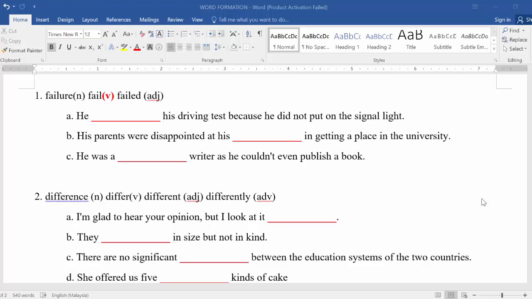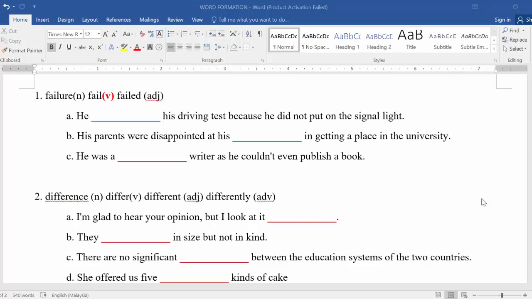Hi everyone, please take out your Common Exercises and flip to page 12. Okay, if you haven't completed your work on page 12, please pause the video and complete it before you continue watching. Okay, the purpose of this video is for you to check your answer.